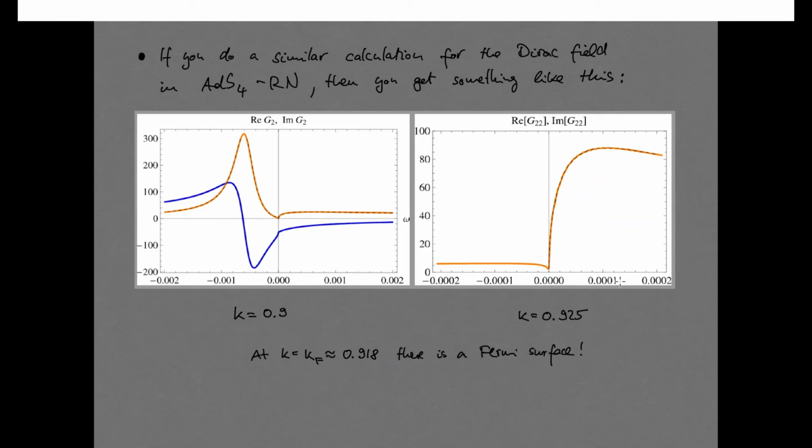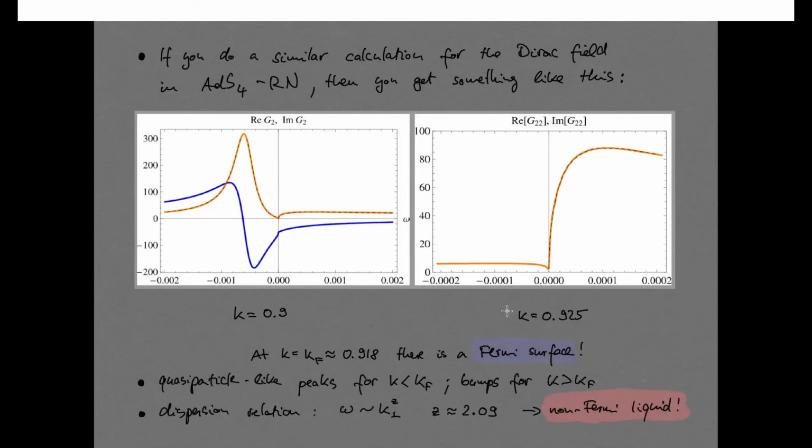And somewhere in between, in this case at about k equal 0.918, there is the Fermi surface, where this peak crosses omega equals 0. So you're at a non-zero momentum value and zero frequency. You see this quasi-particle-like peak for k less than kF, and this sort of smoother bump for k larger than kF.